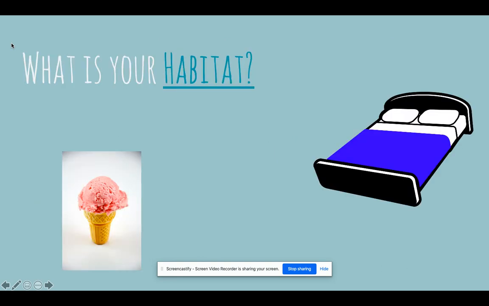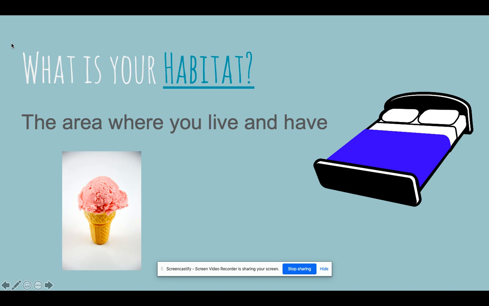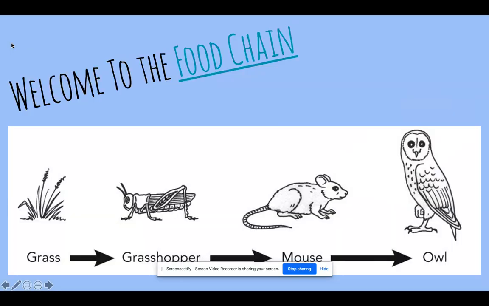So think about what is your habitat, the area you live, and the area you have. That would be your food, your water, your shelter. And this is what we talked about briefly. So I wanted to show you everything we've talked about comes together from food chains to ecosystems to biomes. So remember looking at this food chain, the grass is a producer. Who eats the grass? The grasshopper, which is the first consumer, which is an herbivore because it eats grass.